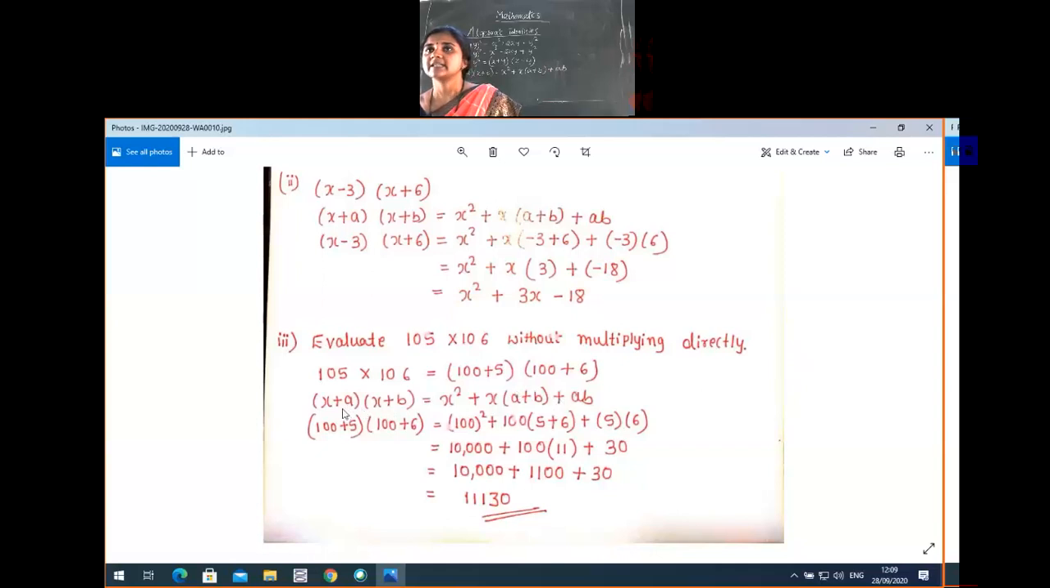First, x plus a into x plus b is equal to x square plus x into a plus b plus ab. Then 100 plus 5 into 100 plus 6 is equal to x square, in place of x you have to substitute 100, so 100 square plus 100 into 5 plus 6 plus then a into b, that is 6 fives are 30. Then 100 square is 10,000 plus 100 into 11 is 1100 plus 30. After adding, 11,130.